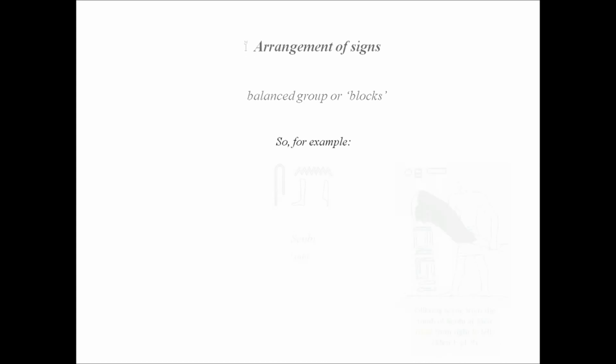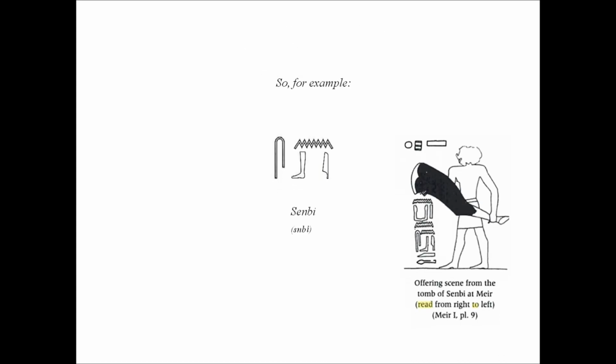So, for example, here is the name of the official Sendi. The name is also shown in the inscription below and is written from left to right, starting with the S, but notice that the signs making up the name are grouped together, so that the N, as a long, thin sign, is placed above both the tall, thin signs of B and I, forming a block.